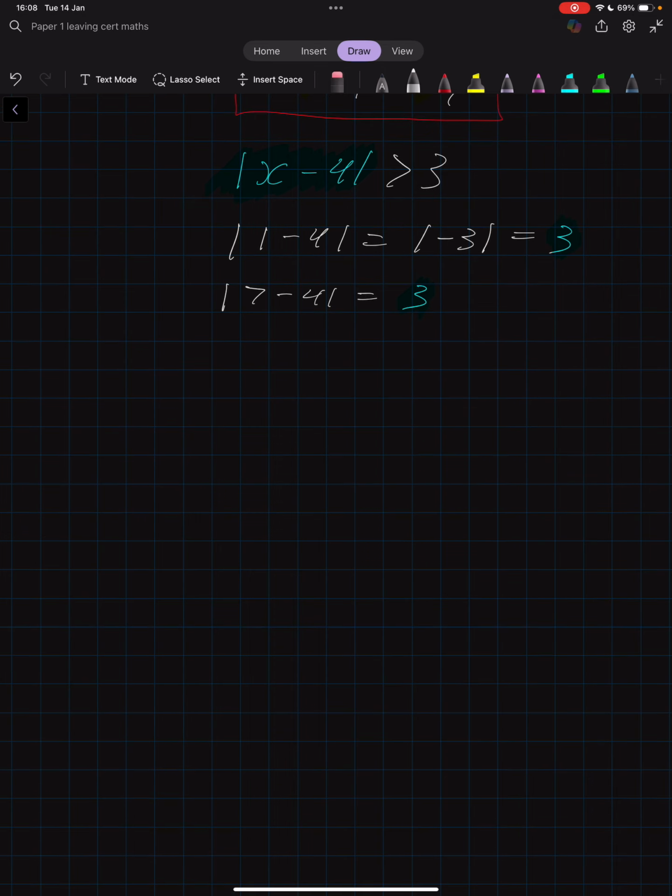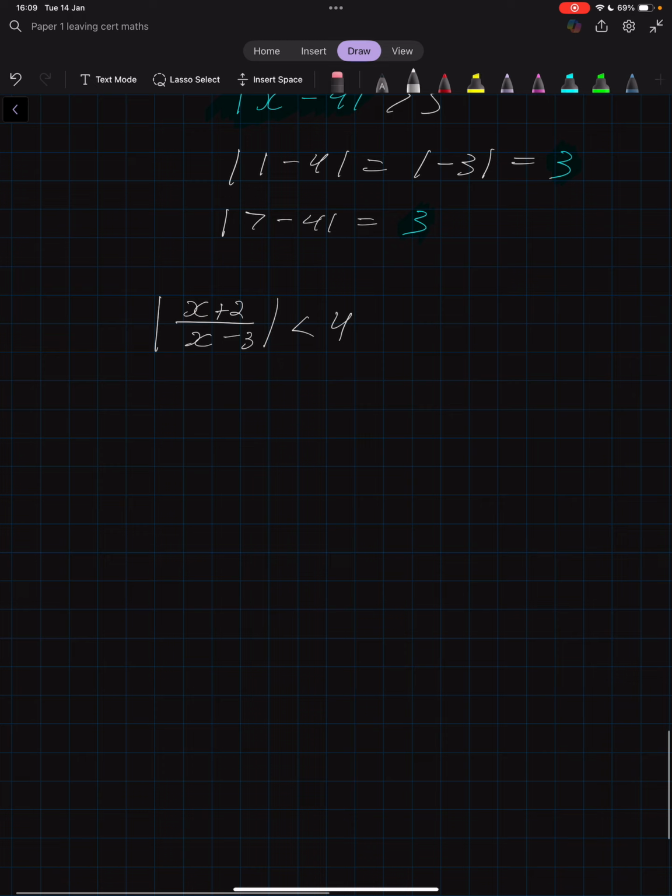Again, you could be asked to solve something like this. It could be the magnitude of x plus 2 all over x minus 3 less than 4. Again, you can equal this to 4 to see what you want, but I'm just going to square both sides. If I square both sides, I get rid of the modulus. So I get x squared plus 4x plus 4 over x squared minus 6x plus 9 is less than 16.